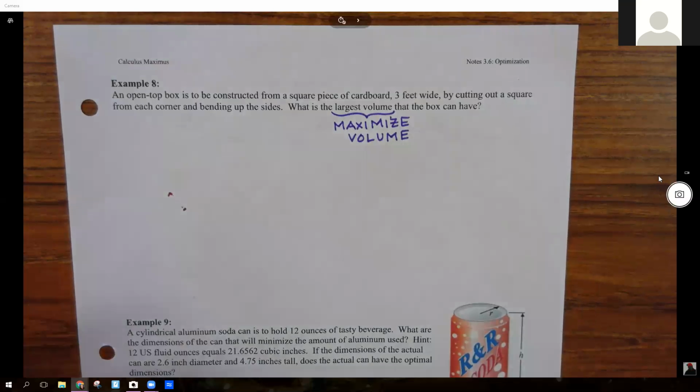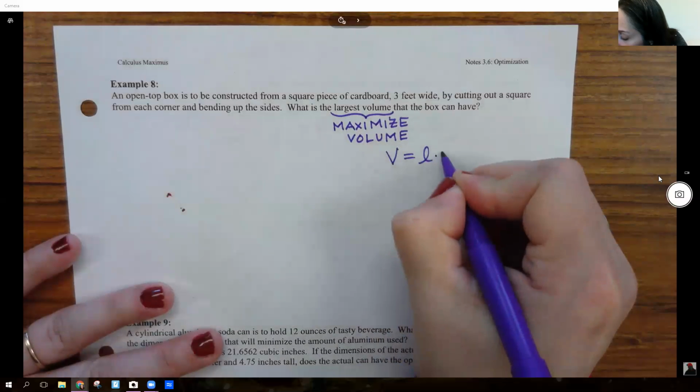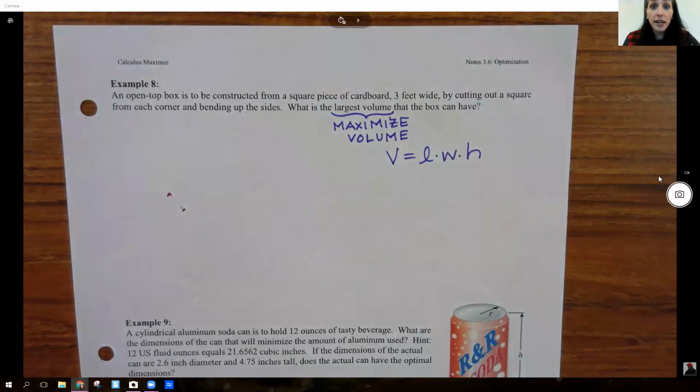Length times width times height. Good. There you go. Length times width times height. Now it's got 3 unknowns. So we're definitely going to need some help with that before we actually take the derivative. Okay. So that's where our diagram comes in handy.